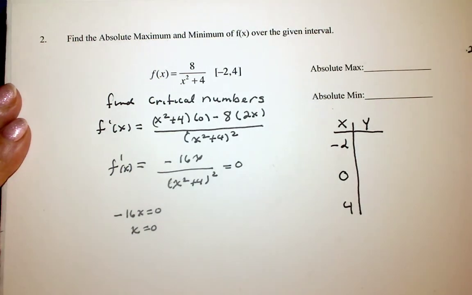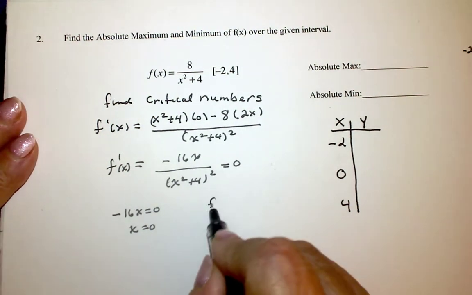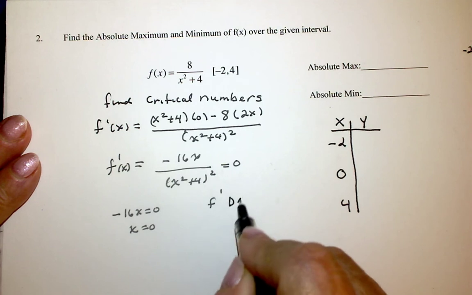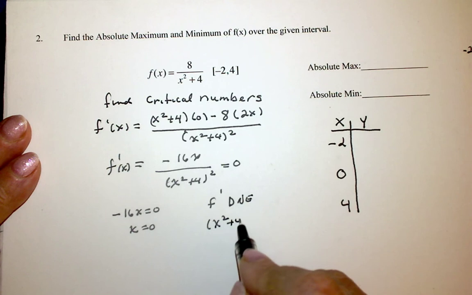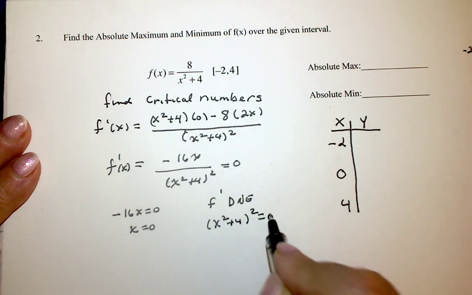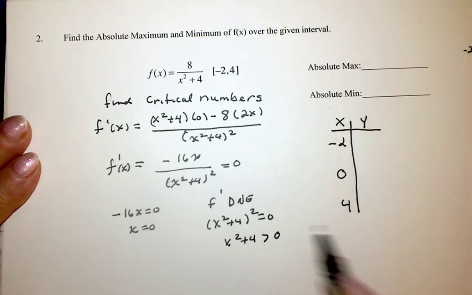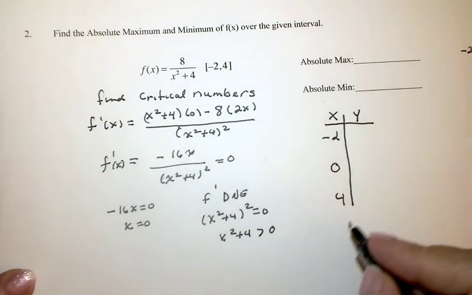That's in my interval. And then you would say, well, where does f prime not exist? Well, that's where the denominator is 0. Well, that can't happen. That's always positive, so that's never 0. So now I just do calculations.